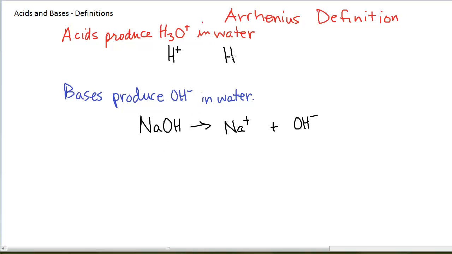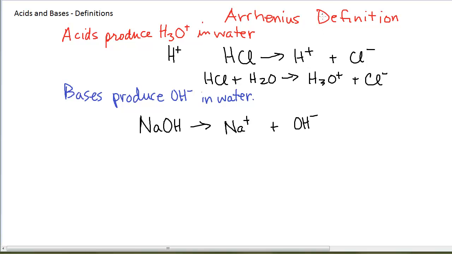Something like hydrochloric acid, HCl, when you put it in water, it reacts with the water to produce hydronium ions and chloride ions, and we can represent it in this fashion, or we can represent it a little more completely like this, and you can see that both of these reactions are balanced. These two reactions represent essentially the same thing, and they can be used somewhat interchangeably. So HCl is an example of an Arrhenius acid. Sodium hydroxide is an Arrhenius base because they fit the definition of what they produce in water.